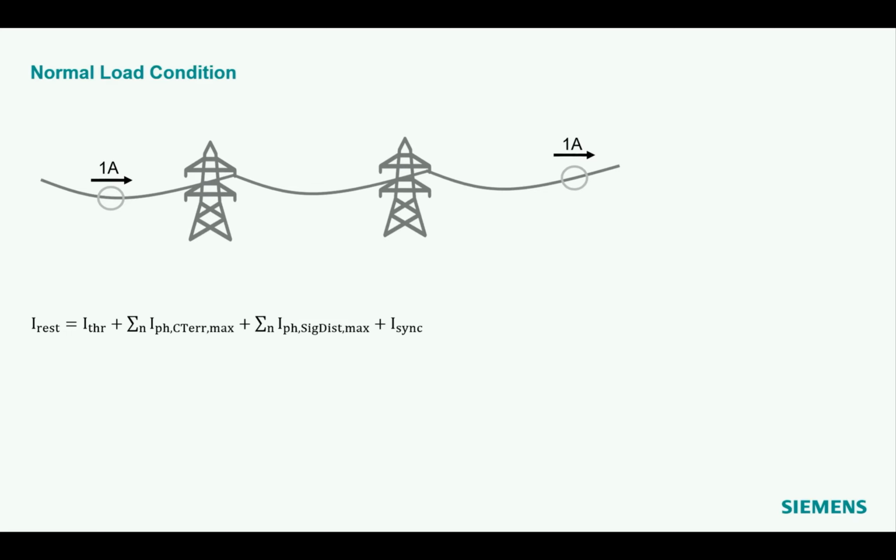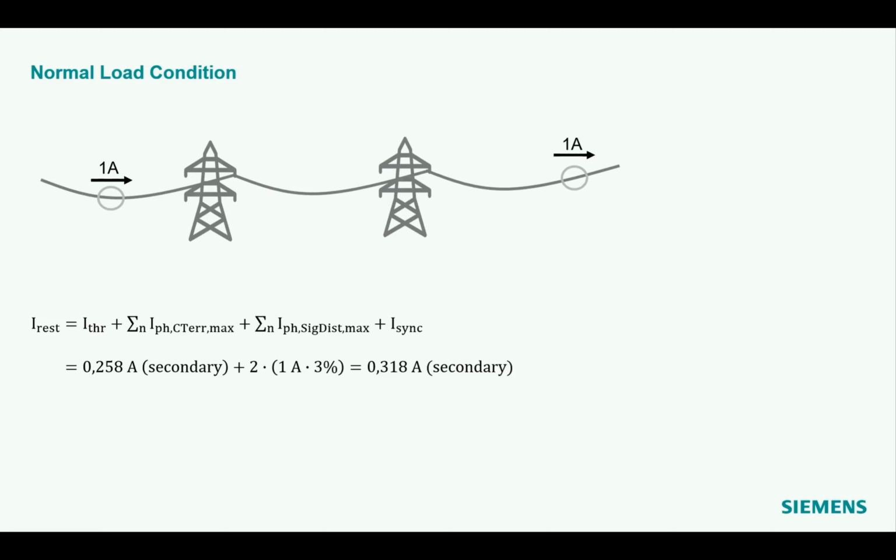Below this little sketch, you see the formula to calculate the restraint current. We see four terms here in this equation. First one is the threshold, the minimum differential threshold. Second one is the part where we consider the CT errors. The third part is a term to consider the signal distortion. And the last part is there to consider synchronization problems.